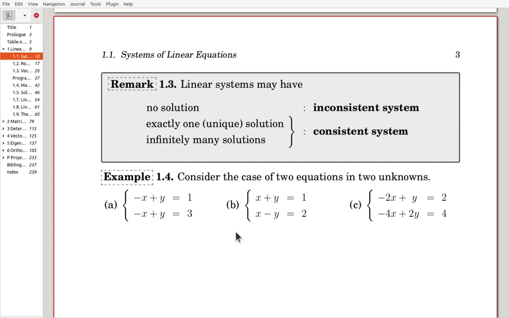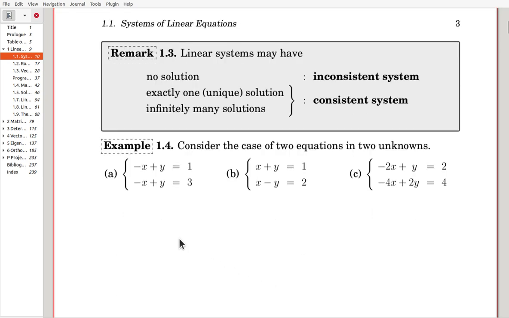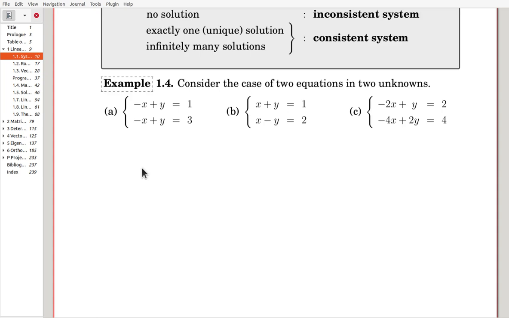Let's consider the case of two equations and two unknowns. Here, part A. To see the system of equations more clearly, let's write them in the form you learned from high school. That is y equals x plus 1 for the first one. The second equation, y equals x plus 3. Now you learned these equations from high school. In the xy coordinate system, the first equation is now y equals x plus 1.